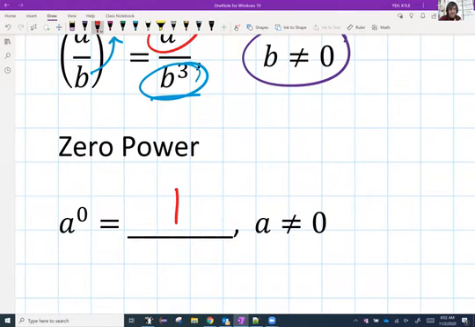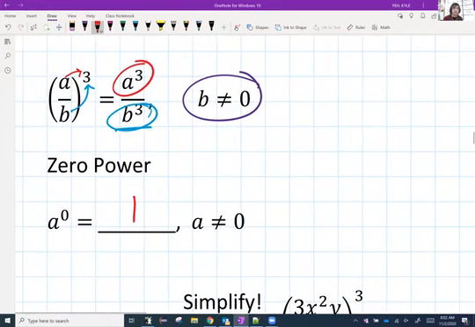Why is this? Because it seems like it should be 0 if we don't have any a's or something. A to the 0th power is 1. Let me give you a quick, it's not a proof, but it's some reasoning why this is a thing.